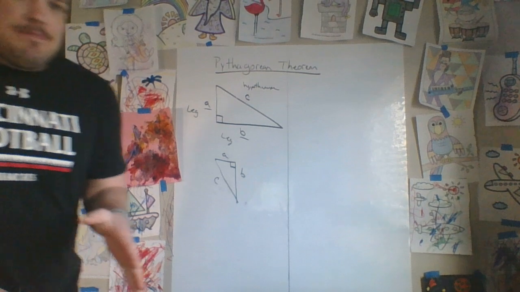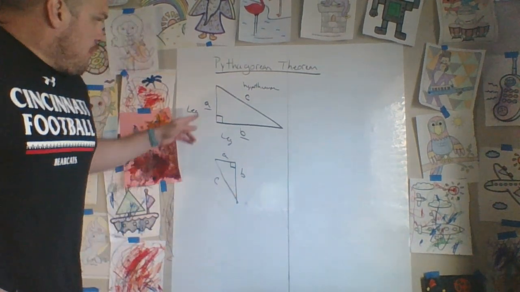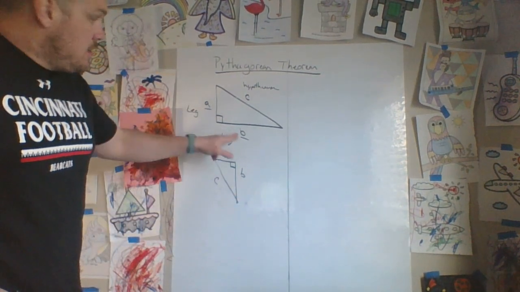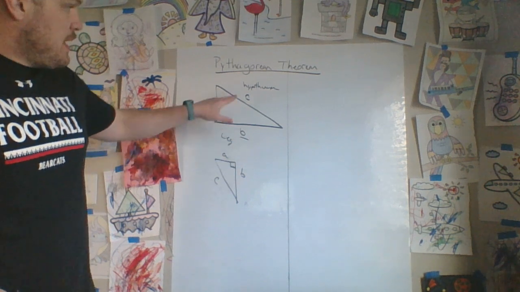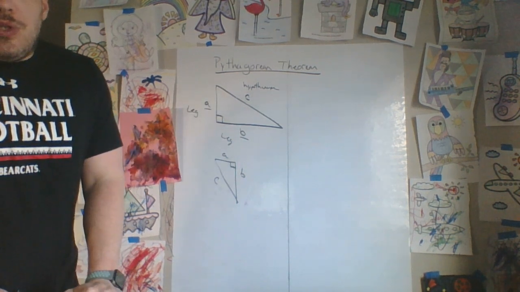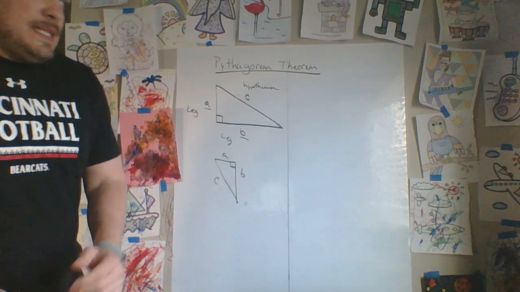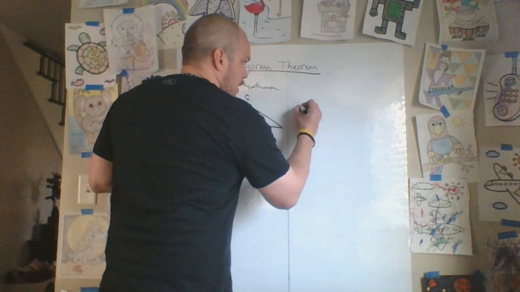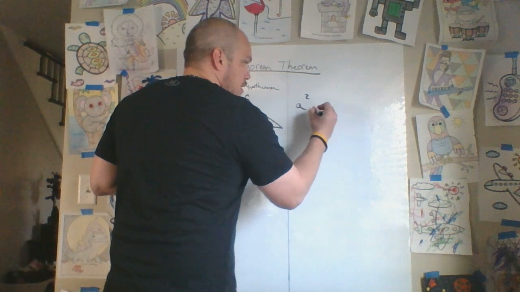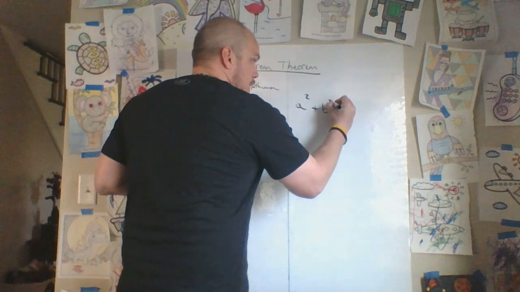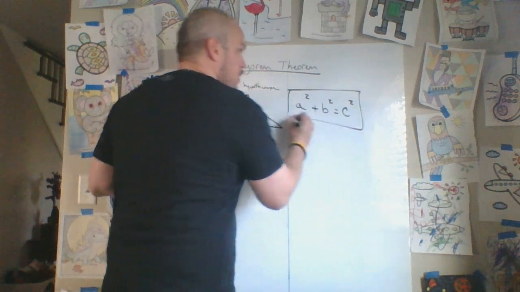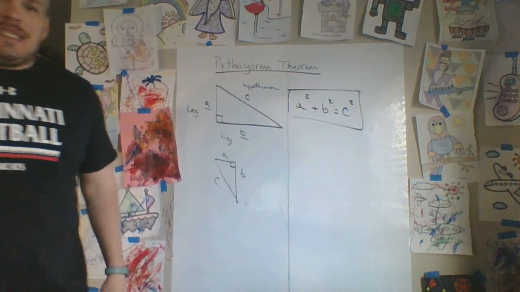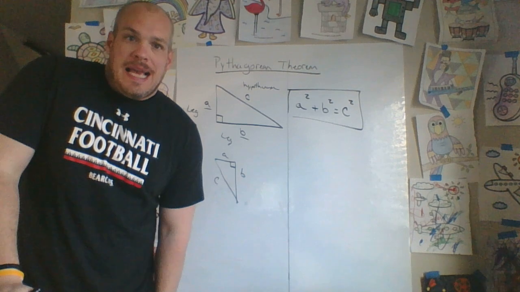What the theorem states is that if we take side A and side B, and we add the squares of those together, they would be equivalent to side C squared. So the formula is A squared plus B squared equals C squared. And this is the formula we use to find any missing sides.